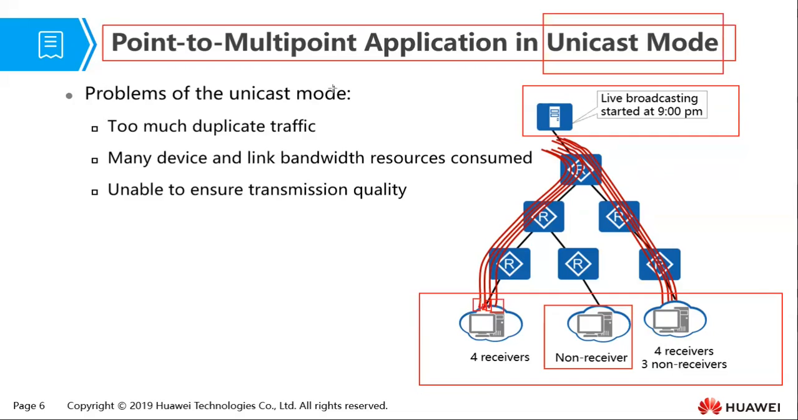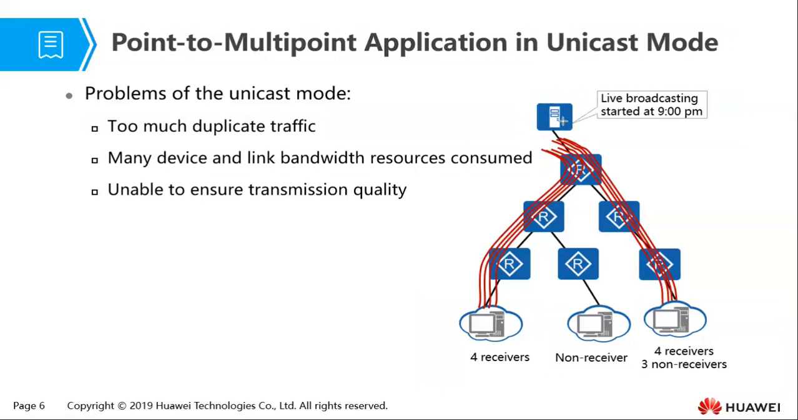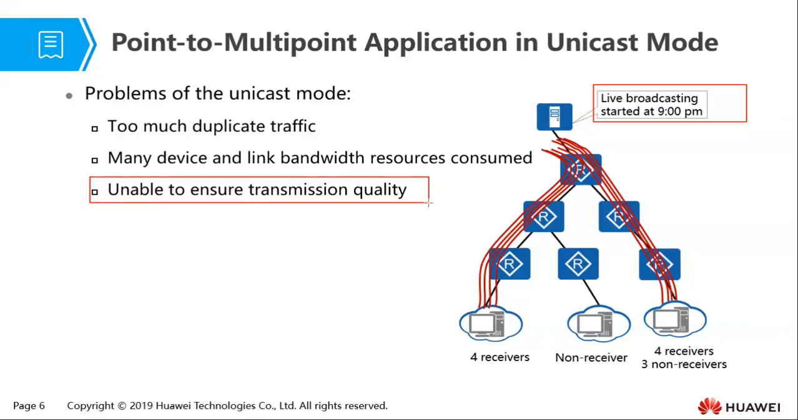Now, this will cause a lot of problems. One of them being, we're going to have too much duplicate traffic on the internet, as you can see from the red lines there. Number two, many device and link bandwidth resources are going to be consumed. So for the routers, imagine processing all this. So we're going to have congestion and delays. And the service here is not going to be good because the videos are going to keep hanging. If you've tried watching a match through one of those servers that use unicast mode in transmitting these matches, you see that most of the time it keeps on hanging. Then it's also unable to ensure transmission quality, of course, because of these challenges like congestion and so on and so forth.